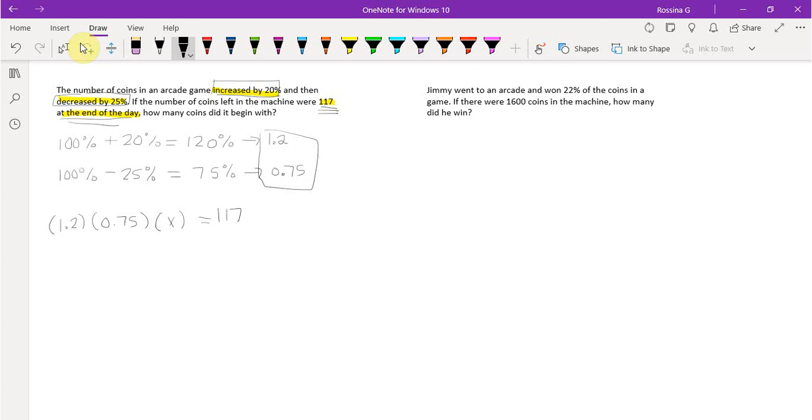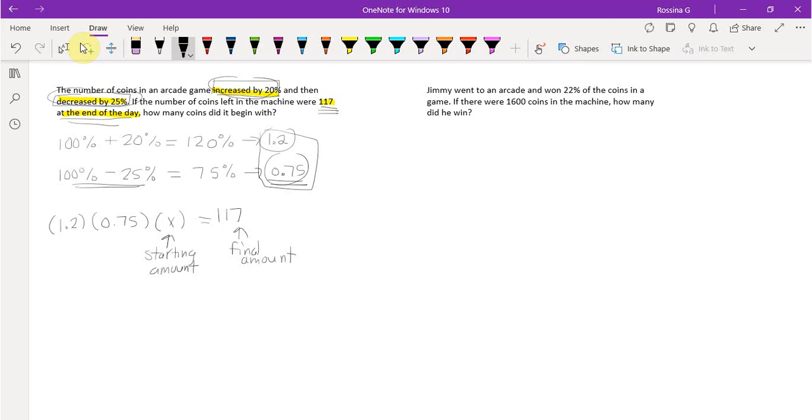Before I continue and solve this for you, I just want to reiterate: if there's an increase, you add to 100% and change to a decimal. If there's a decrease, you subtract from 100% and you get your decimal. Then you multiply those two decimals by your starting amount, and after you do your calculations, you'll get your final amount. And remember, we don't know our starting amount in this story, so we just label it x.